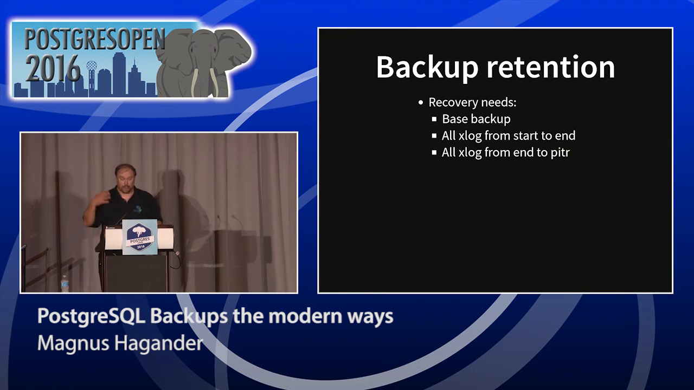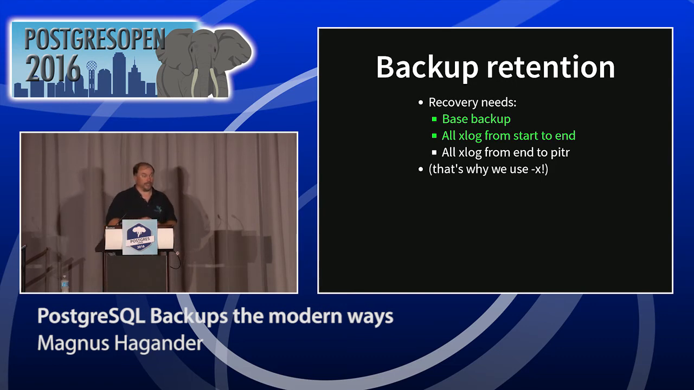Now, to recover one of these backups, you need the base backup, and you need all the xlog from the start of the backup to the end of the backup, and then you need all the xlog from the end of the backup to the point that you want to make the recovery to. And the thing that you need to restore anything at all are the first parts here, the base backup and the xlog from start to end. That's why we use -x, right? If you use -x on pg_basebackup, these things are exactly what gets stuck in the base backup. And that's how it becomes independently consistent. Then you can use that and still connect it to your log archive if your log archive isn't broken, and then you will be able to also do point-in-time recovery.